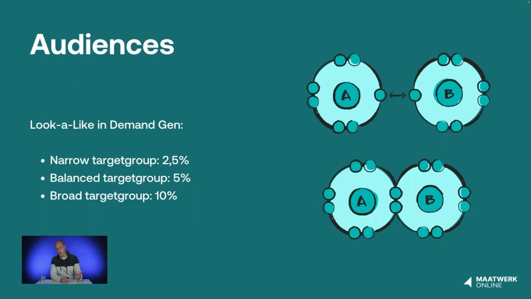You can use it in three ways. The narrow target group with a 2.5% comparison, the balanced target group, 5%, and the broad target group, 10%. If you look at it logically, and the same applies to Meta lookalike or LinkedIn similar audiences, the narrower you get, the better the results will be. So the broad target group, which is 10%, is underperforming in comparison with the other target groups that you have in demand gen.